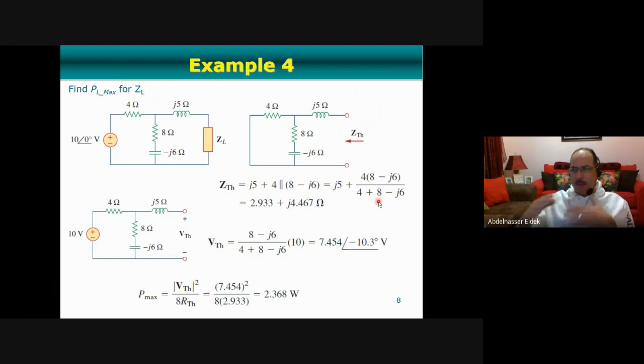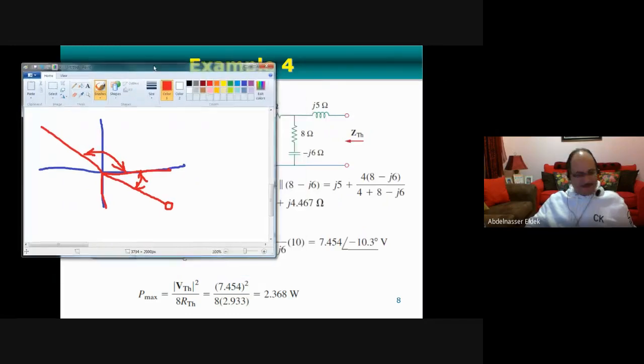And then you try to simplify this. This is just complex numbers. And then find the total. The total will be 2.933 plus j4.67. So how do you do that? You just say 4 times 8 is 32 minus 4 times 6 is 24. Then you convert this to real and amplitude and phase. And this one is 4 plus 8 is 12, 12 minus j6, you convert it also to amplitude and phase, and then divide. Okay, it is a little bit lengthy process, but it's not hard to do. Okay, so let's see here. How can we do this?